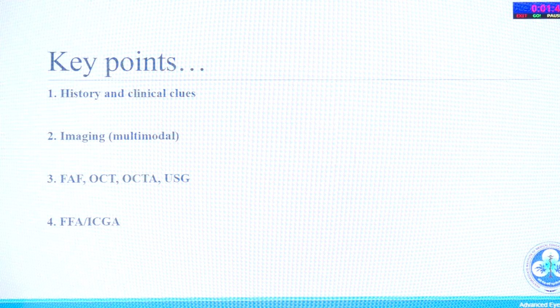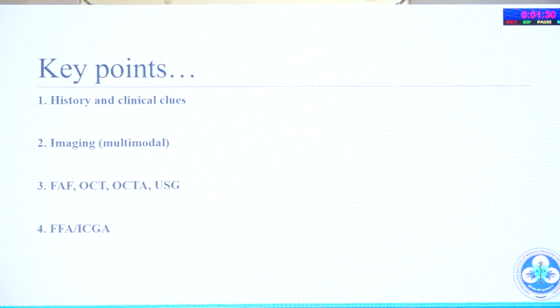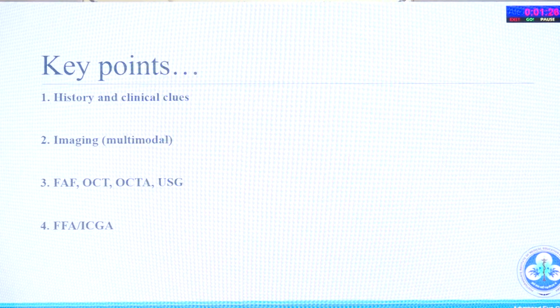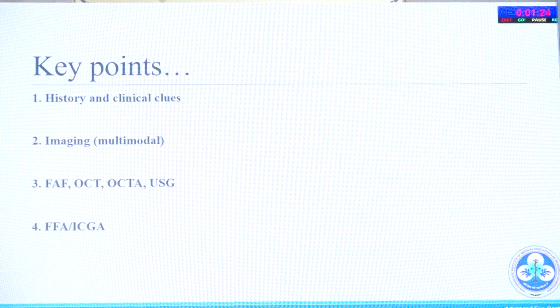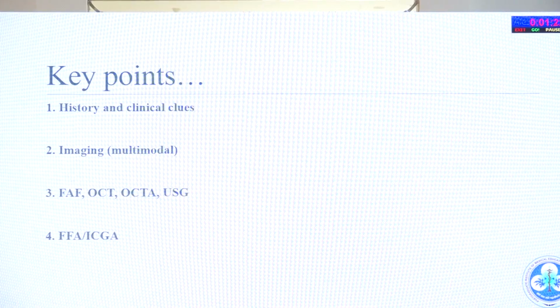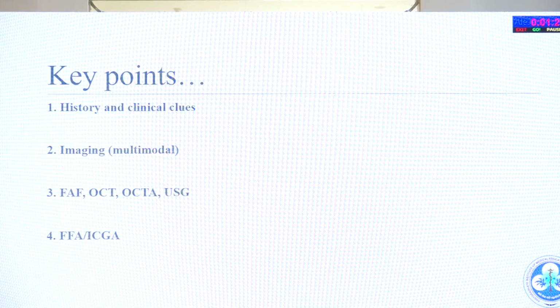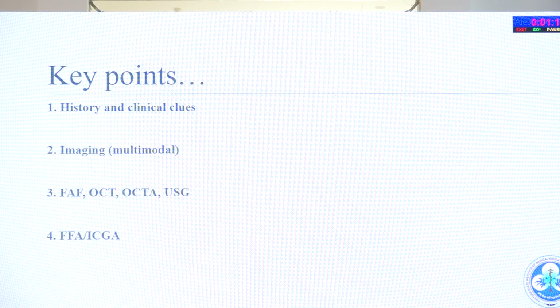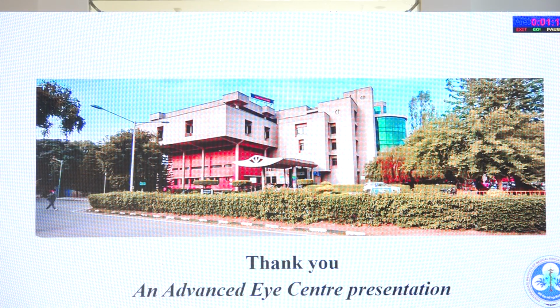So the key points when you look at a patient with a choroidal mass lesion: we need to have a careful history and clinical clues. Imaging is important, and multimodal imaging gives us the underlying cause. Out of these, the OCT, followed by combined fluorescein and ICG, and of course the ultrasound gives us characteristic clues. So imaging is important, and from here we can have the correct diagnosis of a choroidal mass lesion. Thank you very much.